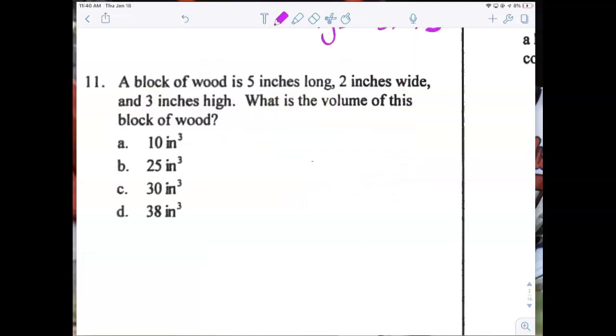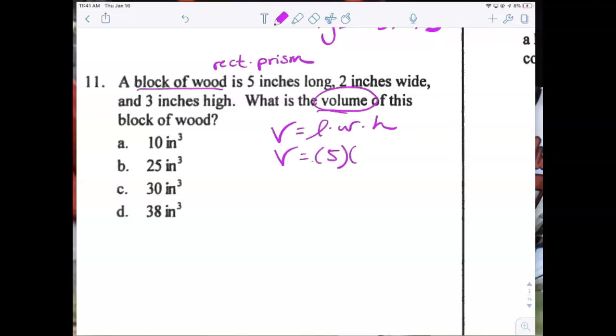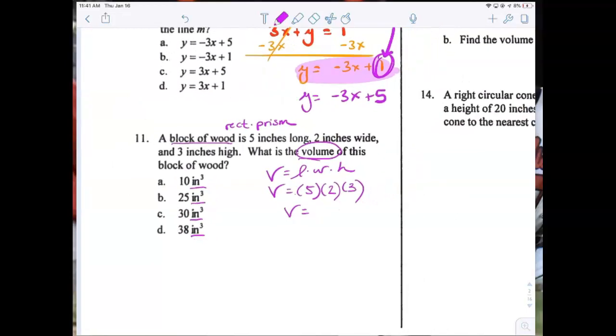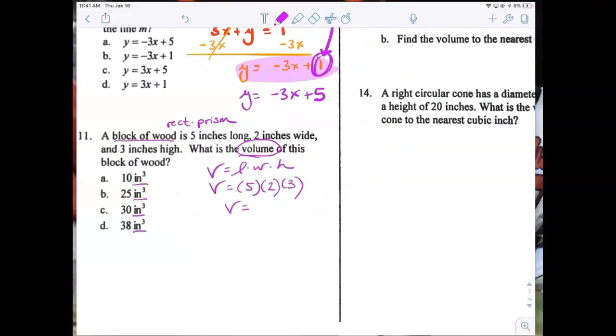Okay, so for number 11, we have a block of wood, which is a rectangular prism. So this is a formula you guys learned a long time ago to find the volume, V equals length times width times height. So we're going to substitute in 5, 2, and 3. And when you multiply those out, you're going to get the volume is 30. And always make sure that your units are cubed because we're multiplying by 3 different terms.